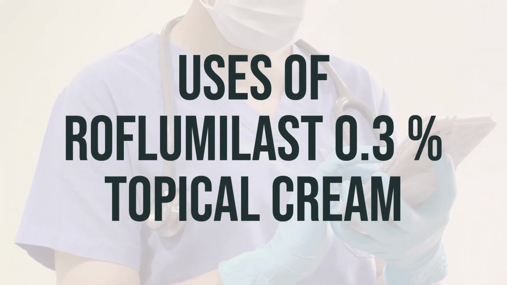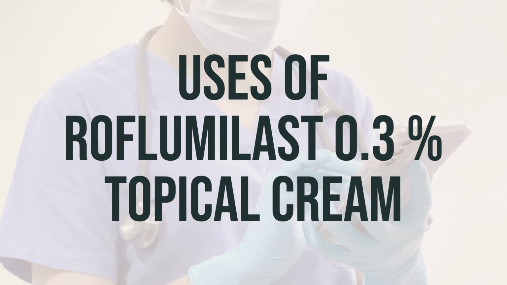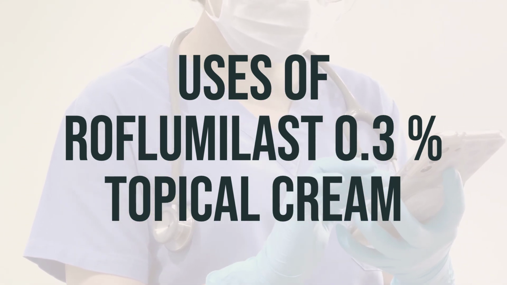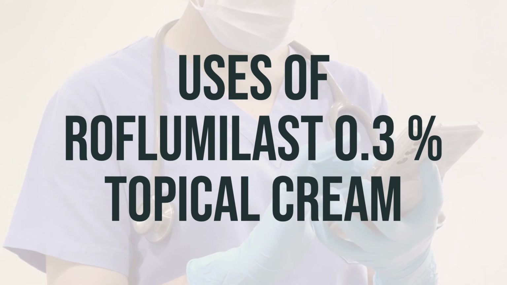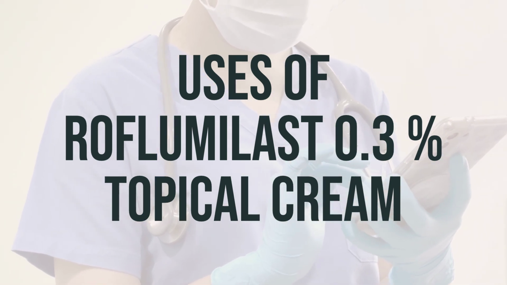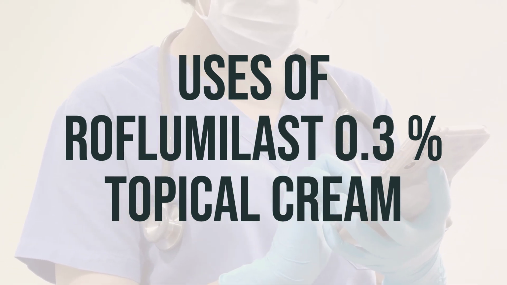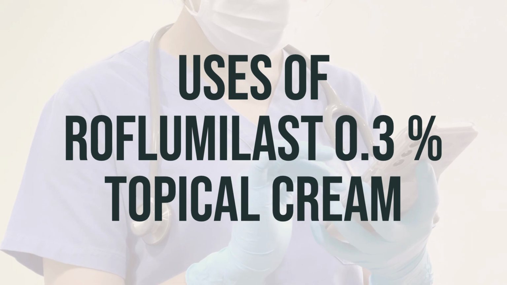Before you start using Roflumilast, make sure to read the Patient Information Leaflet from your pharmacist. This medication is for use on the skin only. Apply it to the affected area and rub in completely as directed by your doctor, usually once daily. Remember to wash your hands after applying, unless you are treating your hands.